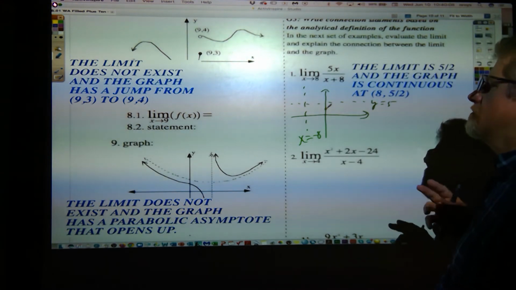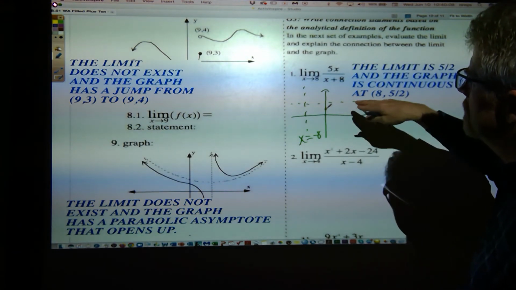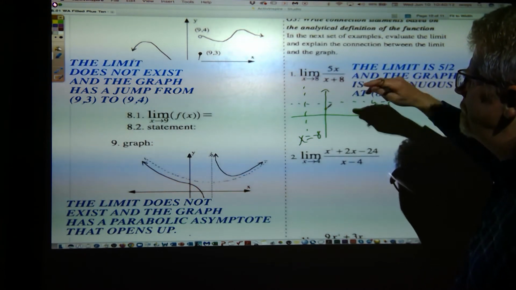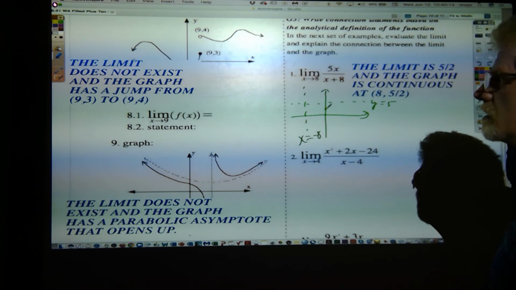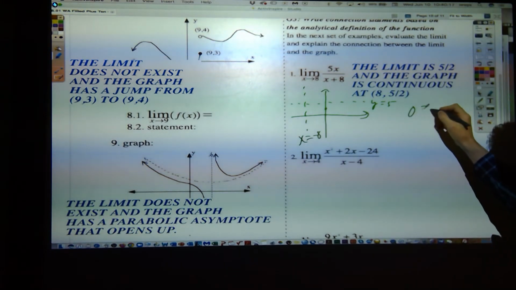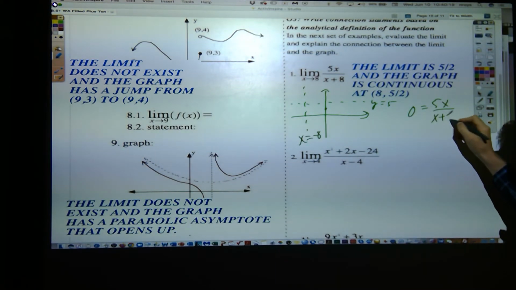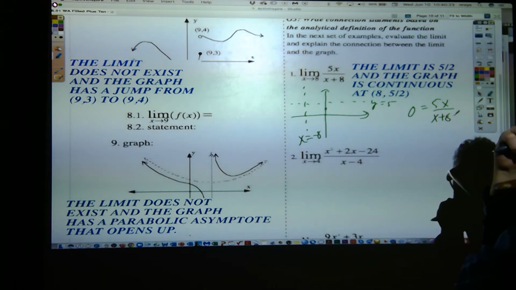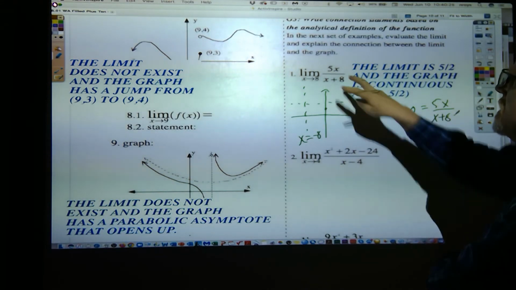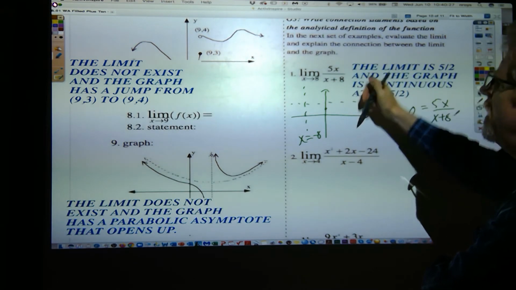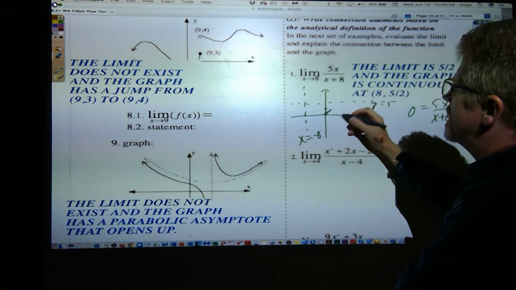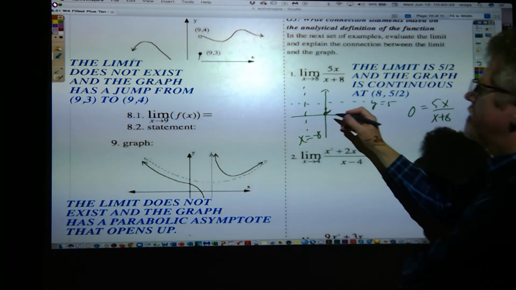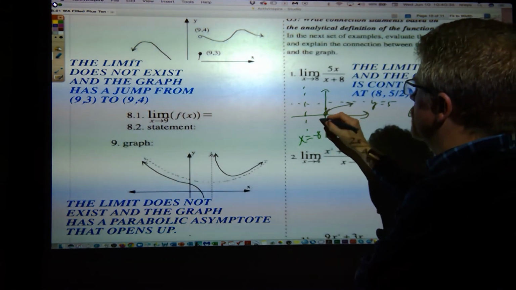wait, hold on, yeah. The x-intercept is found by putting a 0 in for y, and when you put a 0 in for y, 5x over x plus 8 equals 0. So wait, actually, yeah, the y-intercept is found by putting a 0 in for x. It's 0 over 8, which is 0. Yeah, that was a miscalculation on my part, because when the x-intercept is 0, the y-intercept is 0. So that means that the graph looks like this.